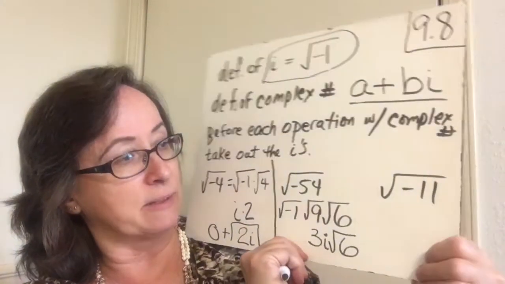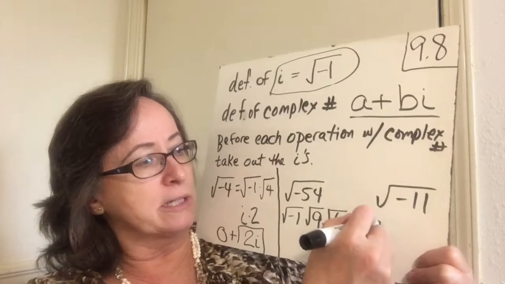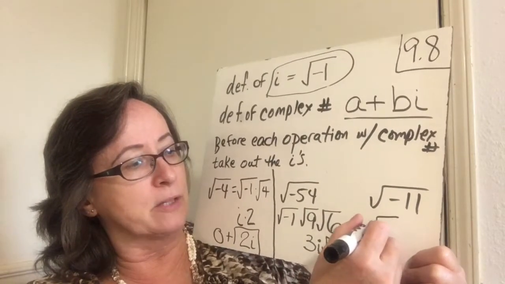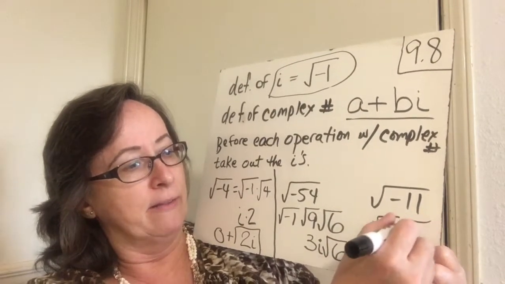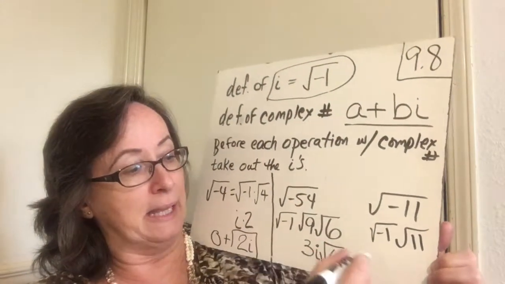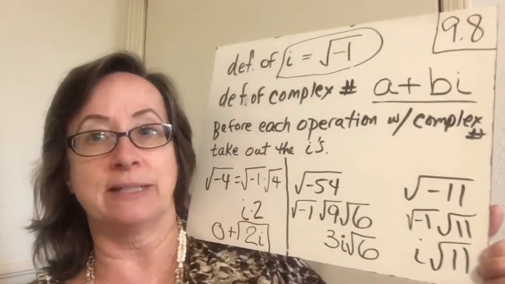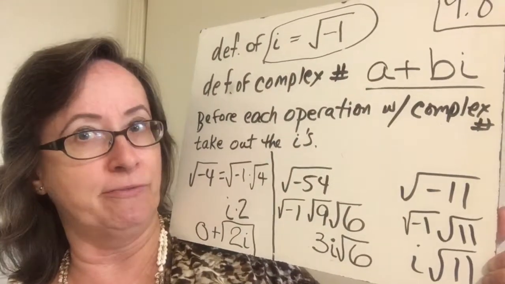Okay, let's look at the last one. The last one is a prime number, 11. So we're just going to break it up into the square root of negative 1, the square root of 11, and the answer is going to be i square root of 11, because the square root of 11 does not simplify any further.